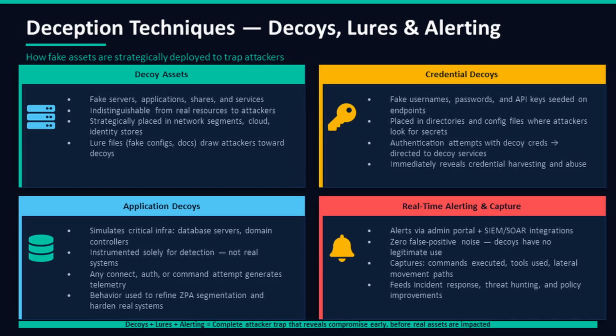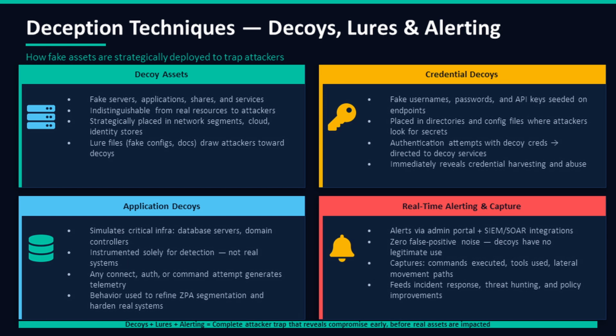Application decoys simulate critical business infrastructure: database servers, domain controllers, internal dashboards. They're fully instrumented for detection. Any connection attempt, any authentication, any command execution generates detailed telemetry about what the attacker is doing. This is particularly useful for understanding attacker tooling and lateral movement patterns.